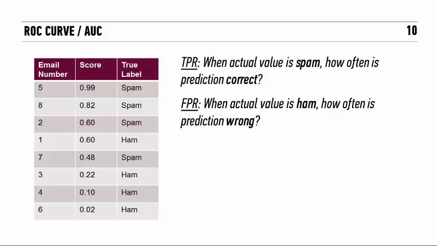To use another example, the true positive rate is when an actual email is spam, how often is it predicted to be spam? Going back to the default rate, when an actual person defaults, how often is it predicted to default? When an actual value, false positive rate, when an actual value is ham or no default, how often is the prediction wrong?